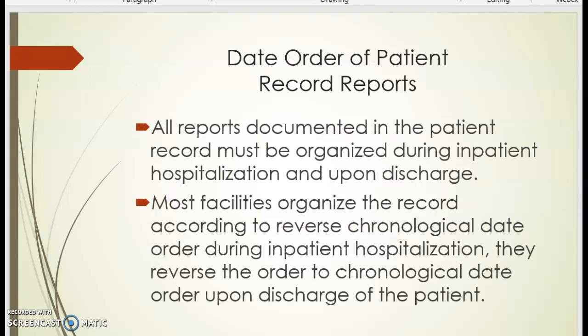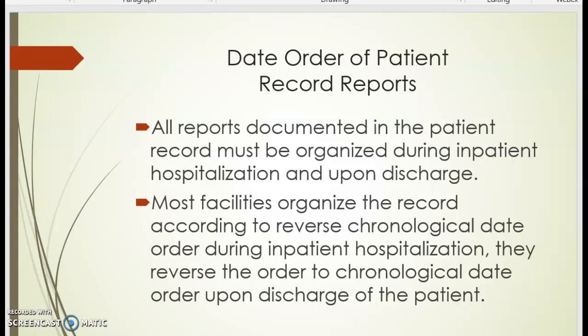Okay, let's talk about date order of patient record reports. All reports documented in the patient record must be organized during inpatient hospitalization and upon discharge. So we're going to talk about reverse chronological date order during hospitalization. They reverse the order to chronological date upon discharge of the patient. So as a patient is in the hospital, the doctor wants reverse chronological order. And this makes sense because the doctor's coming in, they want to see what happened today. And if they want to look further, they'll look behind and see what happened the days before.